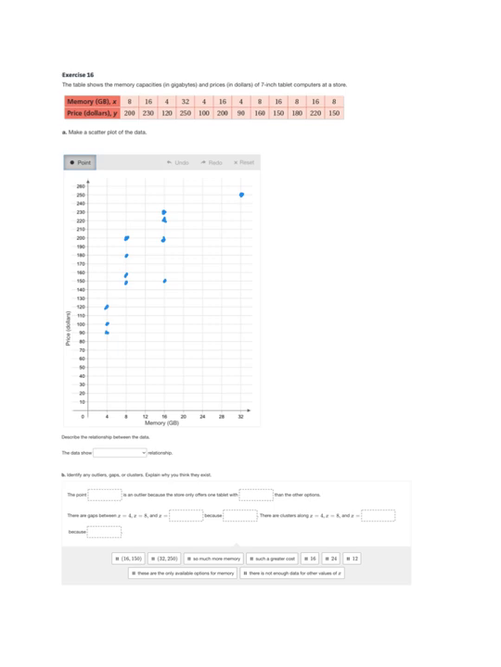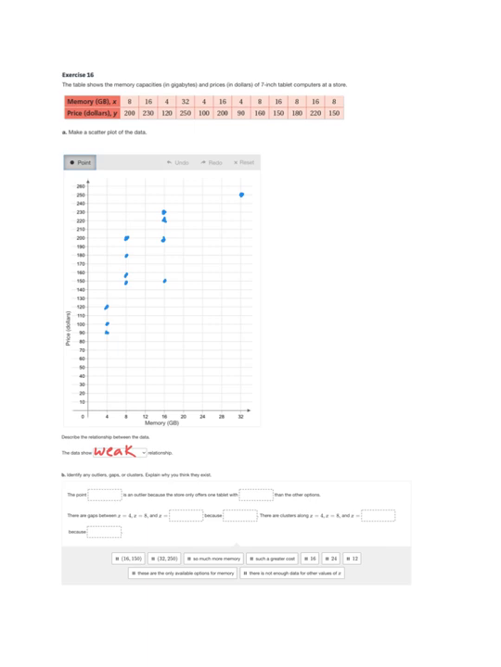So we can see that there is a weak positive relationship. As the memory gets greater, we do tend to see a higher cost, but there's not a super strong correlation where it looks like the points are in a straight line.